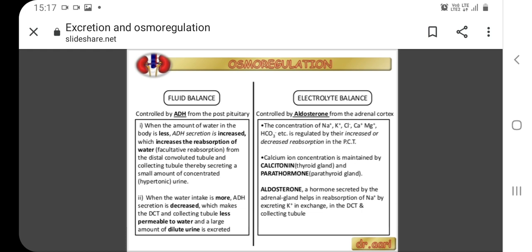Most of the tubular secretion happens in the distal convoluted tubule, and some occurs in the early part of the collecting duct. The kidneys also maintain an acid base balance by secreting the excess hydrogen ion.